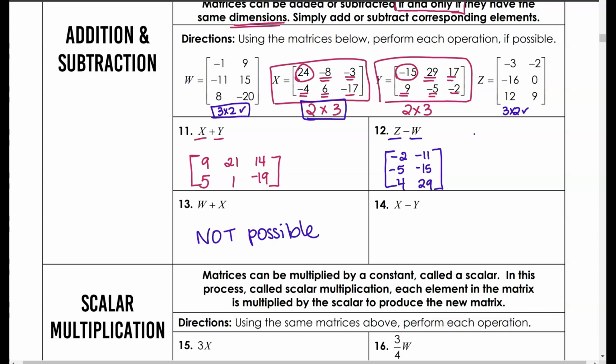X minus Y. So if you take X minus Y, now we're going to be subtracting them, unlike last time where we added them. When we combine them, we should end up with 39, negative 37, negative 20, negative 13, 11, and negative 15. Again, we're taking element by element. So negative 4 minus negative 9 is going to give me that negative 13.